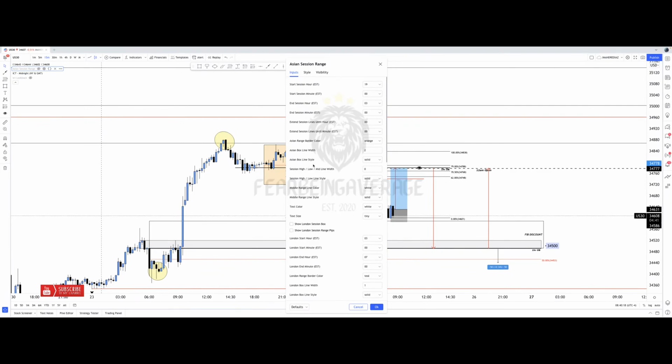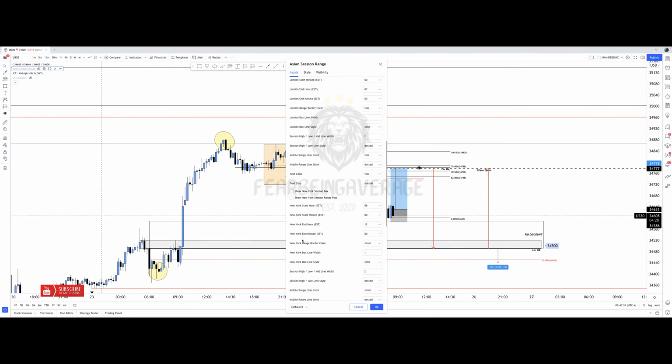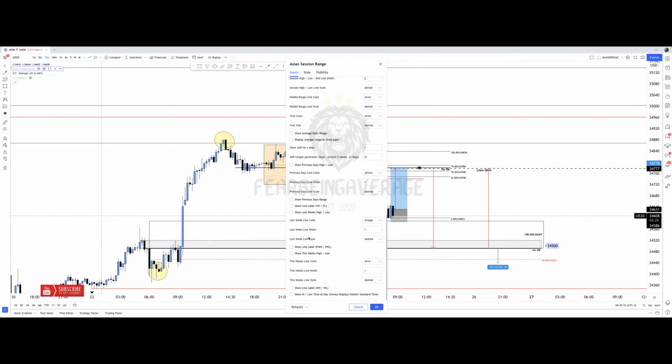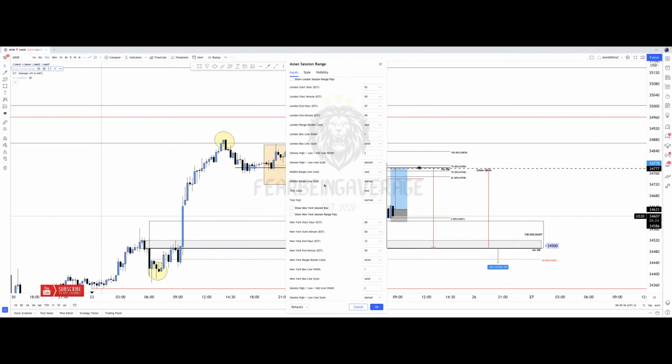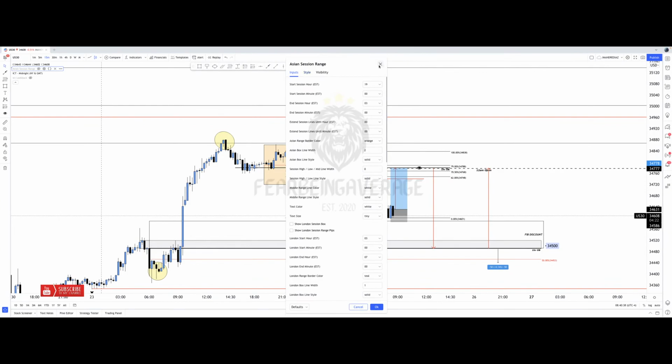So the only ones you should be focusing on are Asian range color, the border color, the Asian box line width, the Asian line style, and that's all that really matters. You could turn off all the other sessions because you could have London session indicator also. You could have New York session, but the main one we use this for is Asian session.